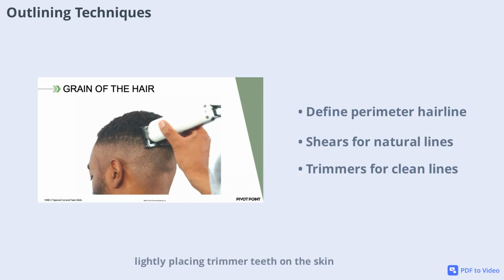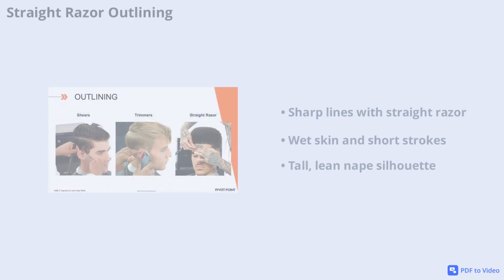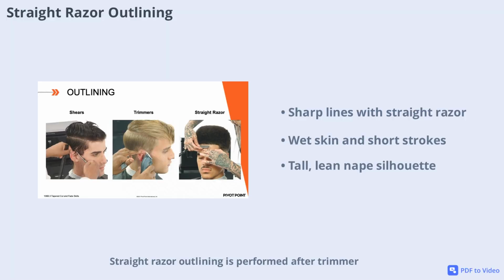Hard, straight lines are created by lightly placing trimmer teeth on the skin, while curved lines require working with the edge of the trimmer blades in small, curved movements. Straight razor outlining is performed after trimmer outlining to create a sharply defined line. The skin should be wet or treated with shaving products and the skin stretched for short strokes. This technique is not suitable for all hair and skin types, and shaving against the grain should be avoided.